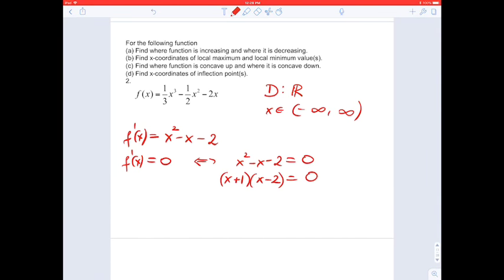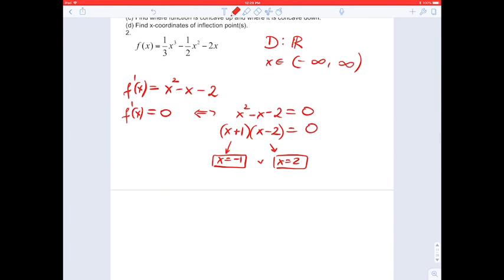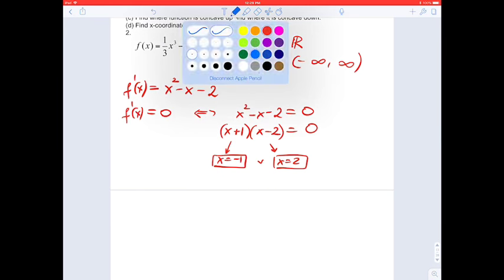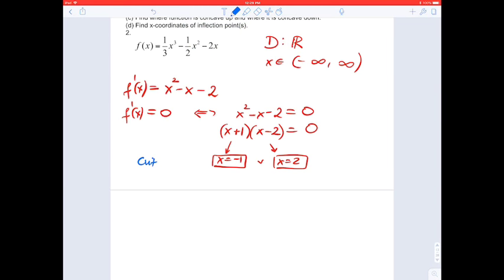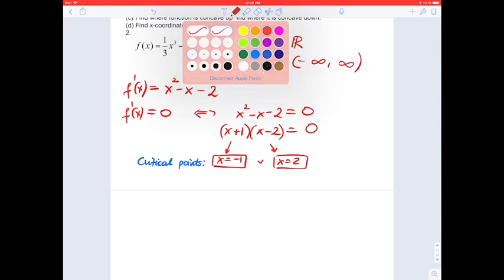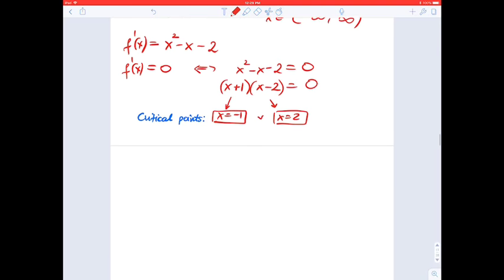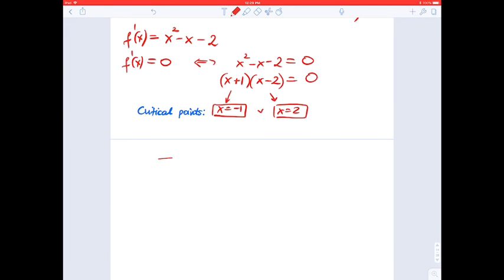The product is negative 2, so negative 2 and positive 1. Then the zeros are negative 1, this is the value that is giving me 0, or positive 2. And both of them are in the domain. That means I can name them critical values, critical points, critical numbers.